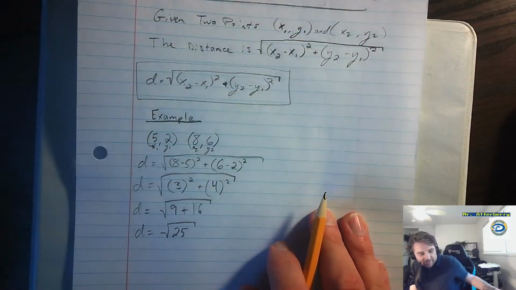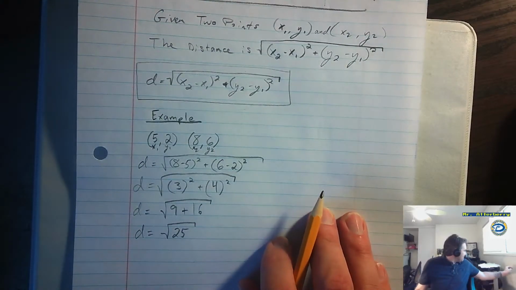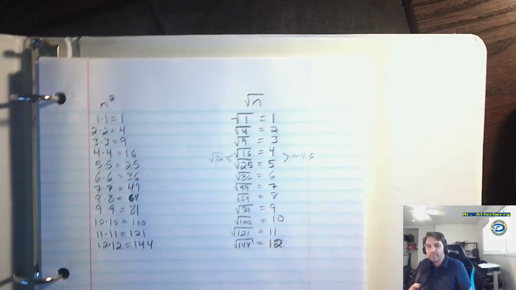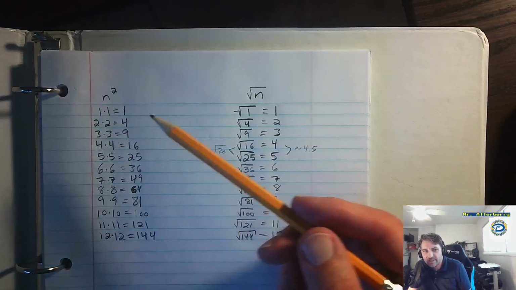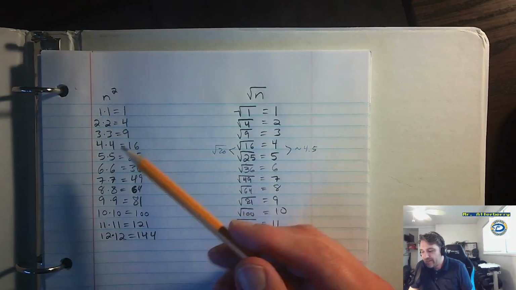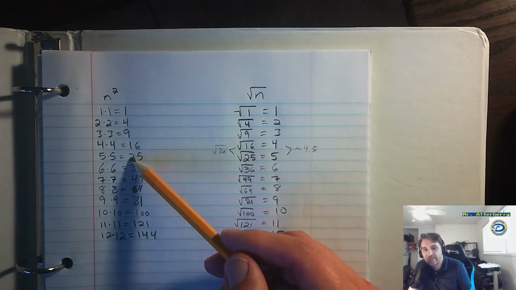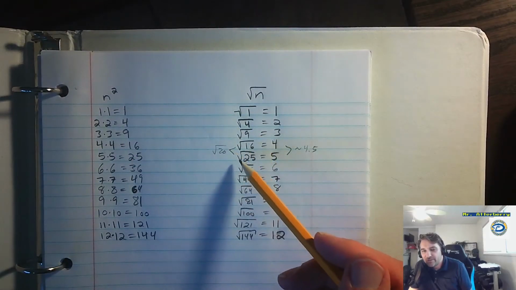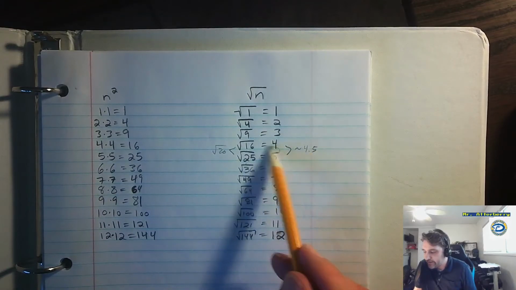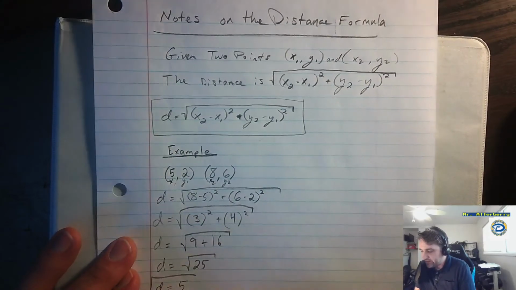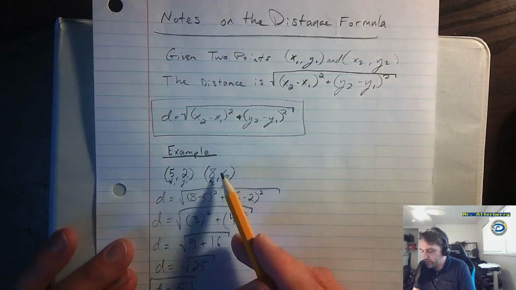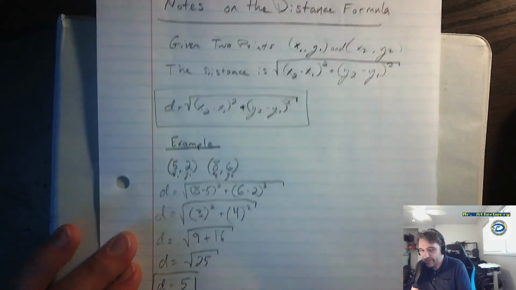So the numbers we think of when we do our square roots, okay, we think of things like 1 times 1 is 1, 2 times 2 is 4, 3 times 3 is 9, and so on and so forth. I notice that 5 times 5 equals 25, right? So the square root of 25 is just going to be 5. So our answer here is just 5. The distance from this point to this point is just 5.